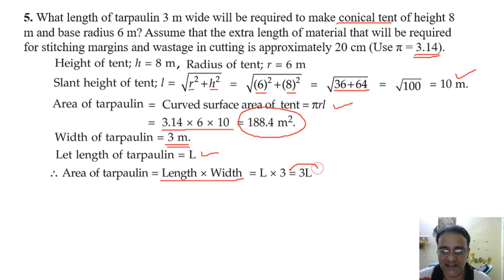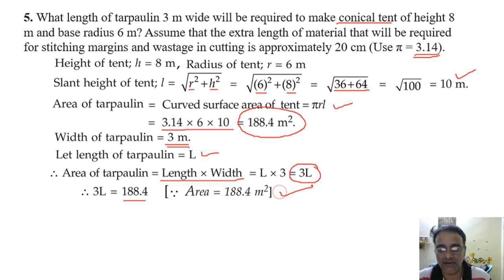So the area of the tarpaulin is equal to length into width, and that is equal to L into 3, that is 3L. Is this clear? Yes, sir. And this is equal to 188.4. Now is this clear or not, tell me. Yes, sir. Okay, so 188.4 is divided by 3. So what are we going to get? 62.8 meter.